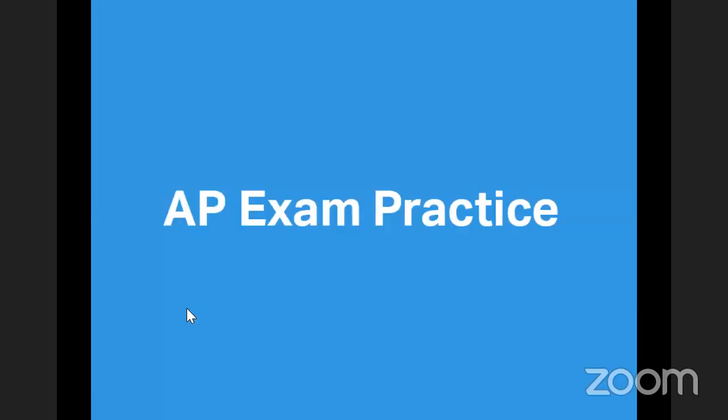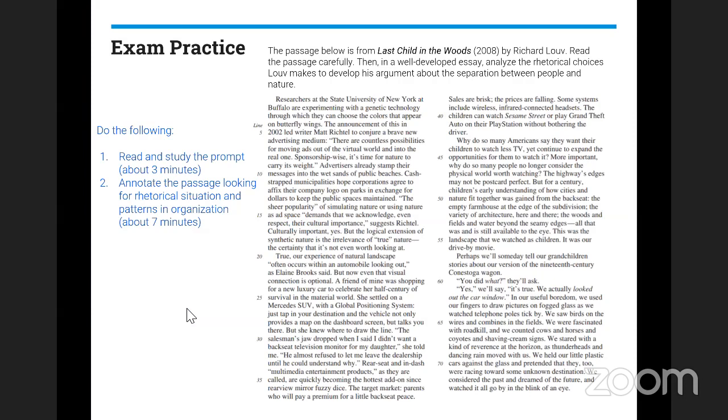And that brings us to today's AP exam practice. You can find this exam practice in the resources link in the video description. You're going to read another rhetorical analysis passage. And again, I want you to practice that timed situation. So try to do this in the time that is suggested. You'll read and study the prompt and annotate the passage for rhetorical situation and patterns in organization. So what we just did, you're looking for those patterns. Take about 7 minutes when you get to that analysis where you're just working on analyzing the passage. And we'll talk about that at the beginning of tomorrow's lesson.